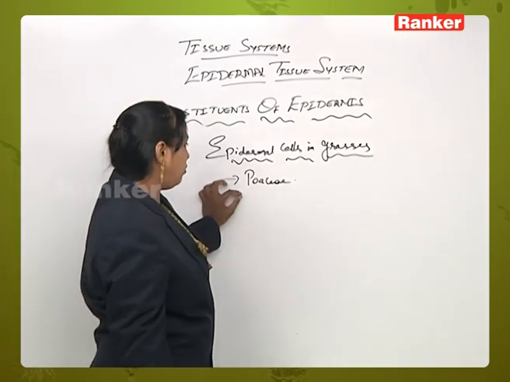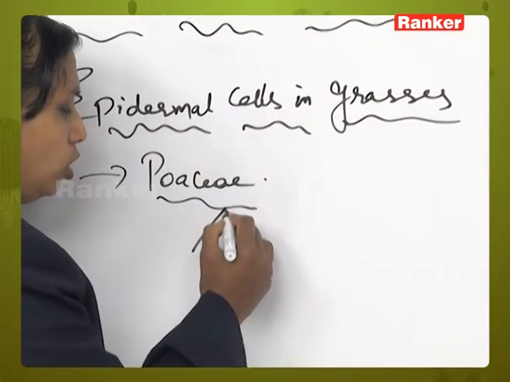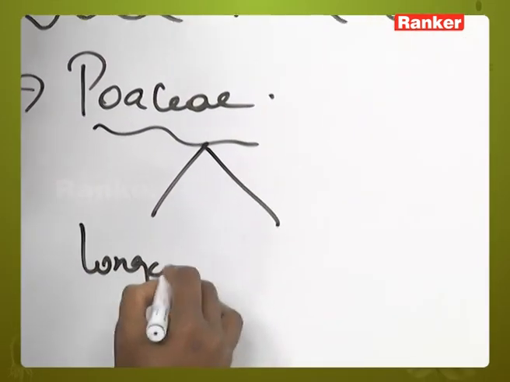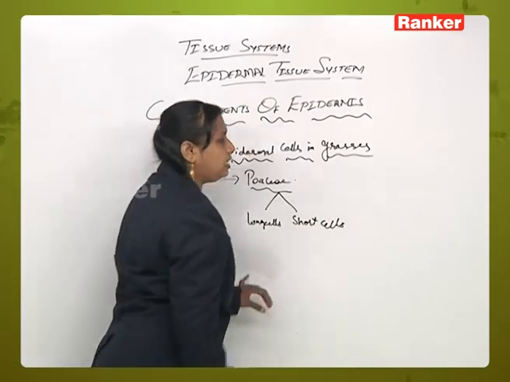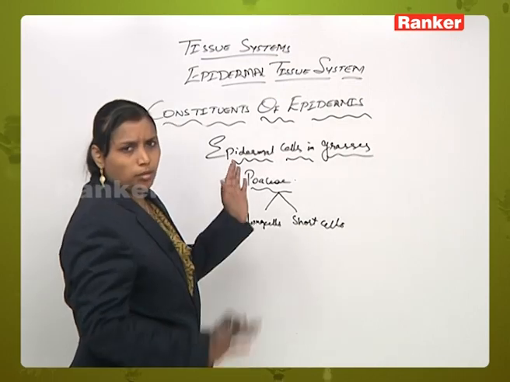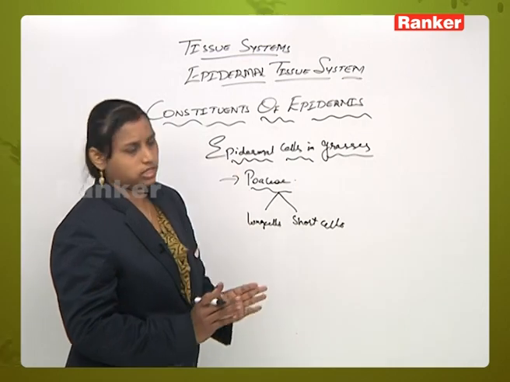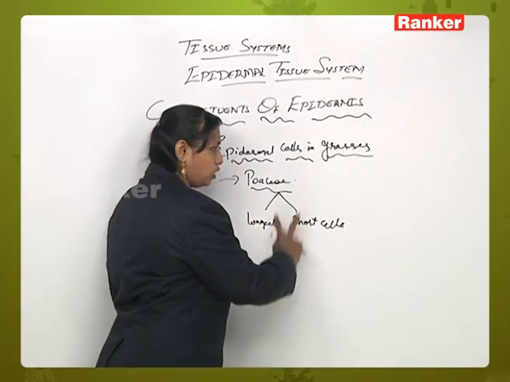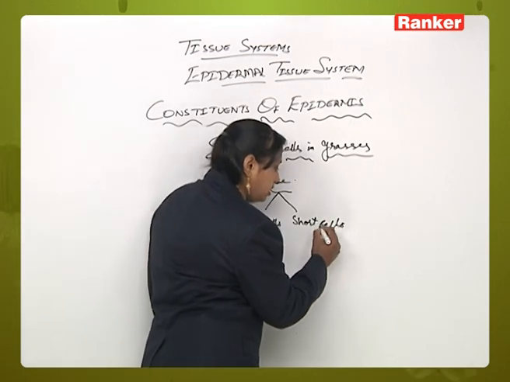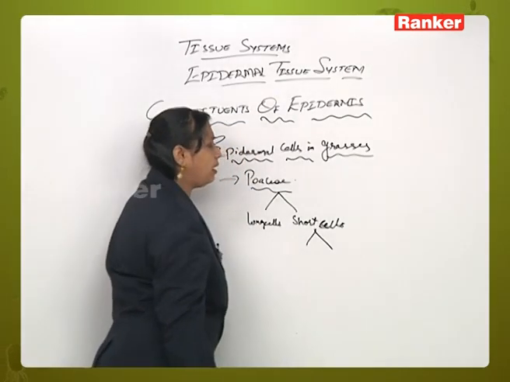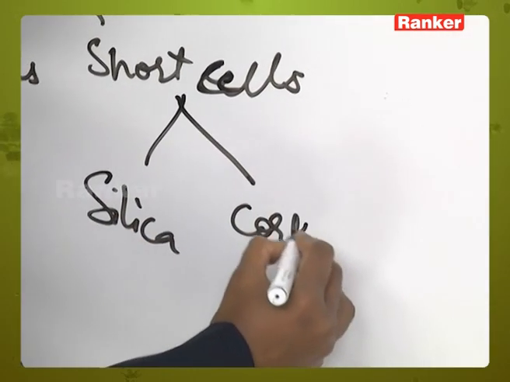For example, in a family like Poaceae, the epidermal cells are differentiated into two types. Those are long cells and short cells. These are occurring in parallel rows. There is one row of long cells, then a row of short cells, so both are occurring in parallel rows. And now again these short cells are divided into two types. Those are called silica cells and Koch cells.